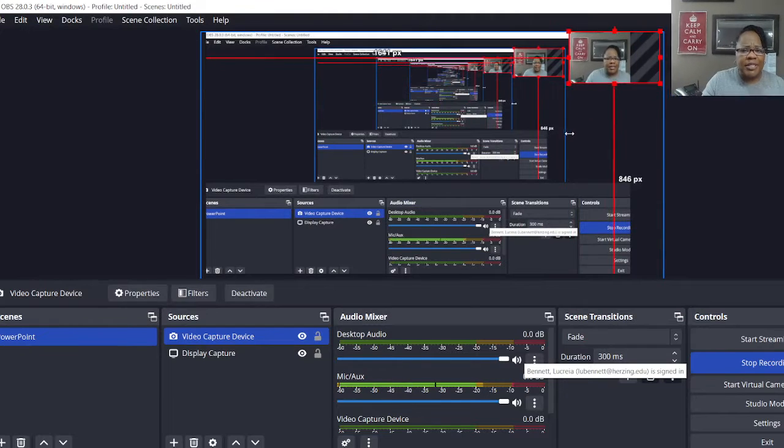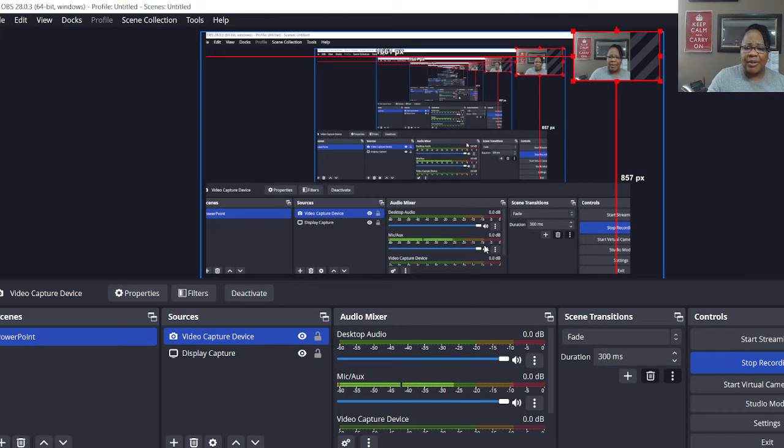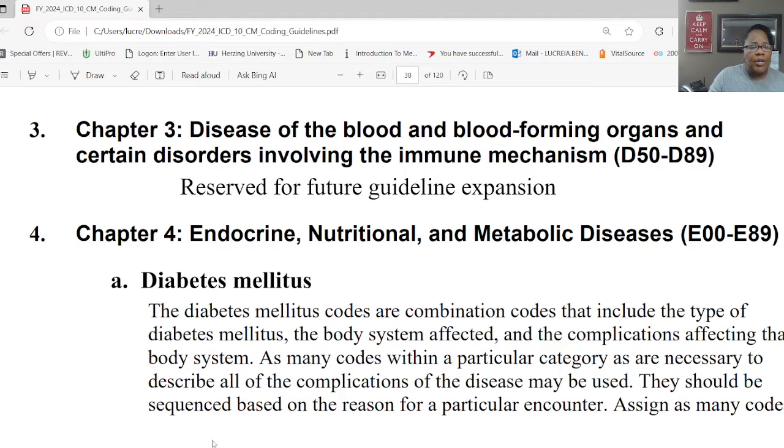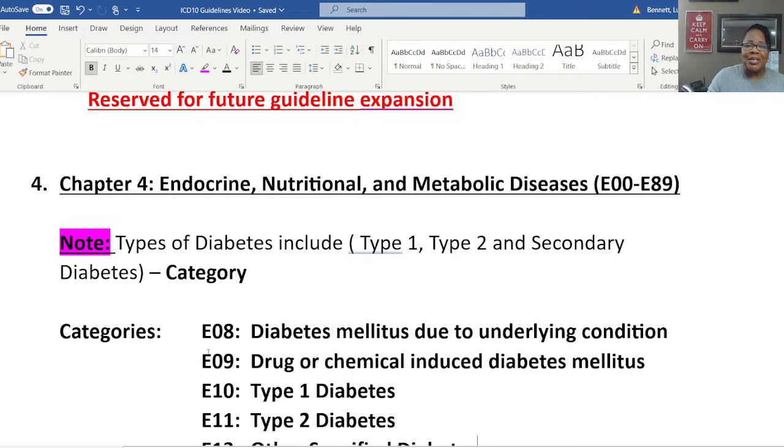Okay guys, today we are in chapter 4 of the 2024 official coding guidelines for ICD-10-CM. So let me minimize my box and let's see what we're talking about here. In chapter 4, we are on endocrine, nutritional, and metabolic diseases. So let's look at my outline first because you know I always start with notes.